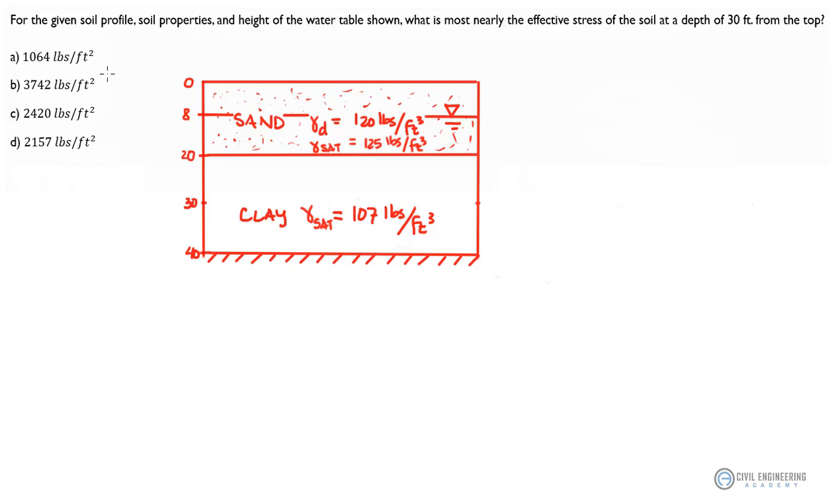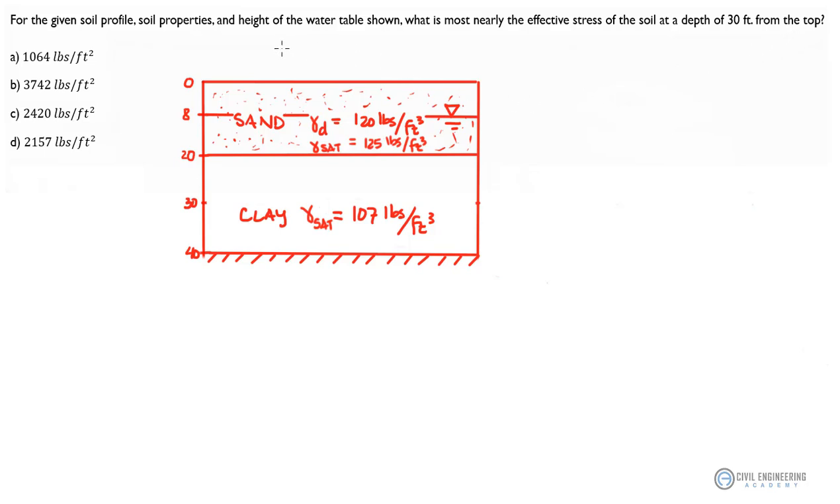Once again, we're looking at a problem from geotechnical engineering, and this one's dealing with effective stress. And the problem reads like this. For the given soil profile, soil properties, and height of the water table shown, what is most nearly the effective stress of the soil at a depth of 30 feet from the top?